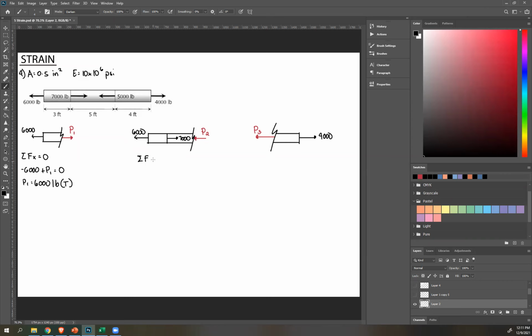Same thing, summation of forces equals 0. Negative 6,000. Positive 7,000 since to the right. And then negative P2 since to the left. And then upon solving for P2, you'll get 1,000 pounds.